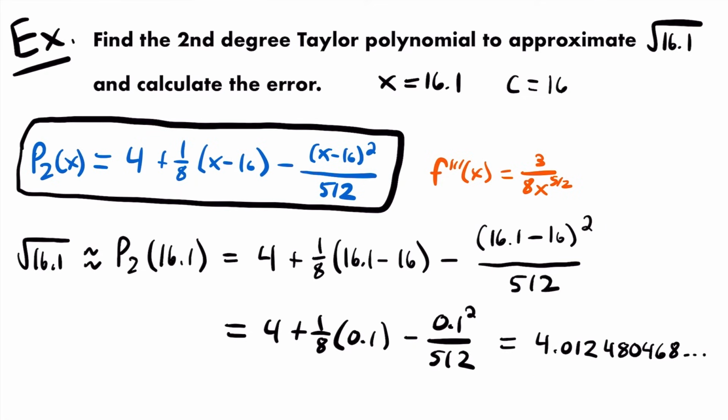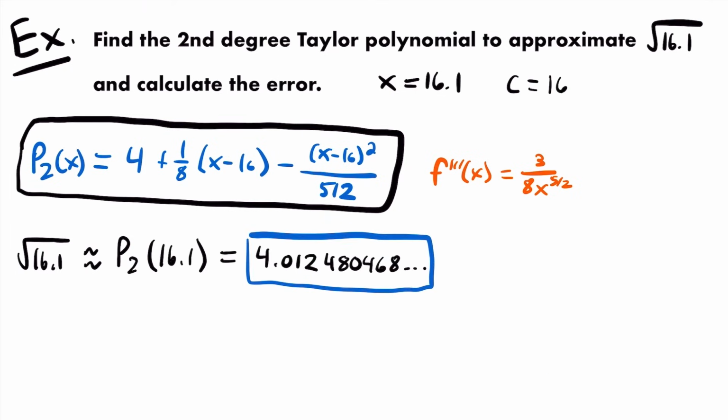If we wanted to know the exact error, we could subtract our approximation from that actual value that I showed you. But what we want to calculate here is the maximum error or the error bound. And so in order to do that, we need to use our error formula. So if I clean up my work, in this case, the error that we want to calculate is r sub 2 of x, right? Because we wanted a second degree Taylor polynomial.